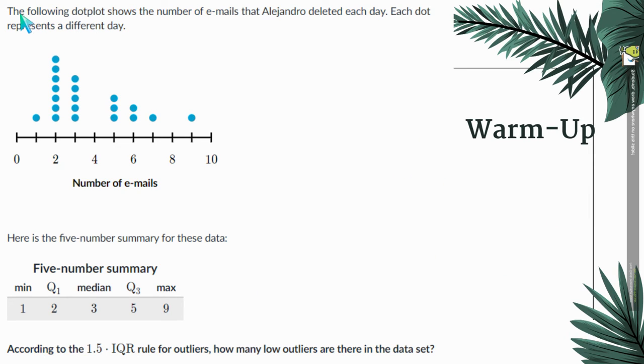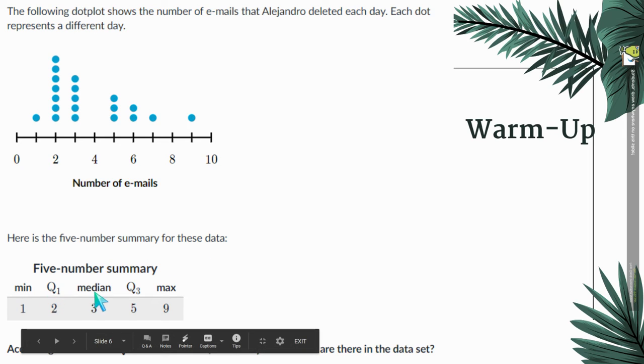To warm up, let's go ahead and work on this IQR rule problem. The following dot plot shows the number of emails that Alejandro deleted each day. Each dot represents a different day. Here is the 5-number summary for these data. So we have our minimum, quartile 1, our median, quartile 3, and our maximum.